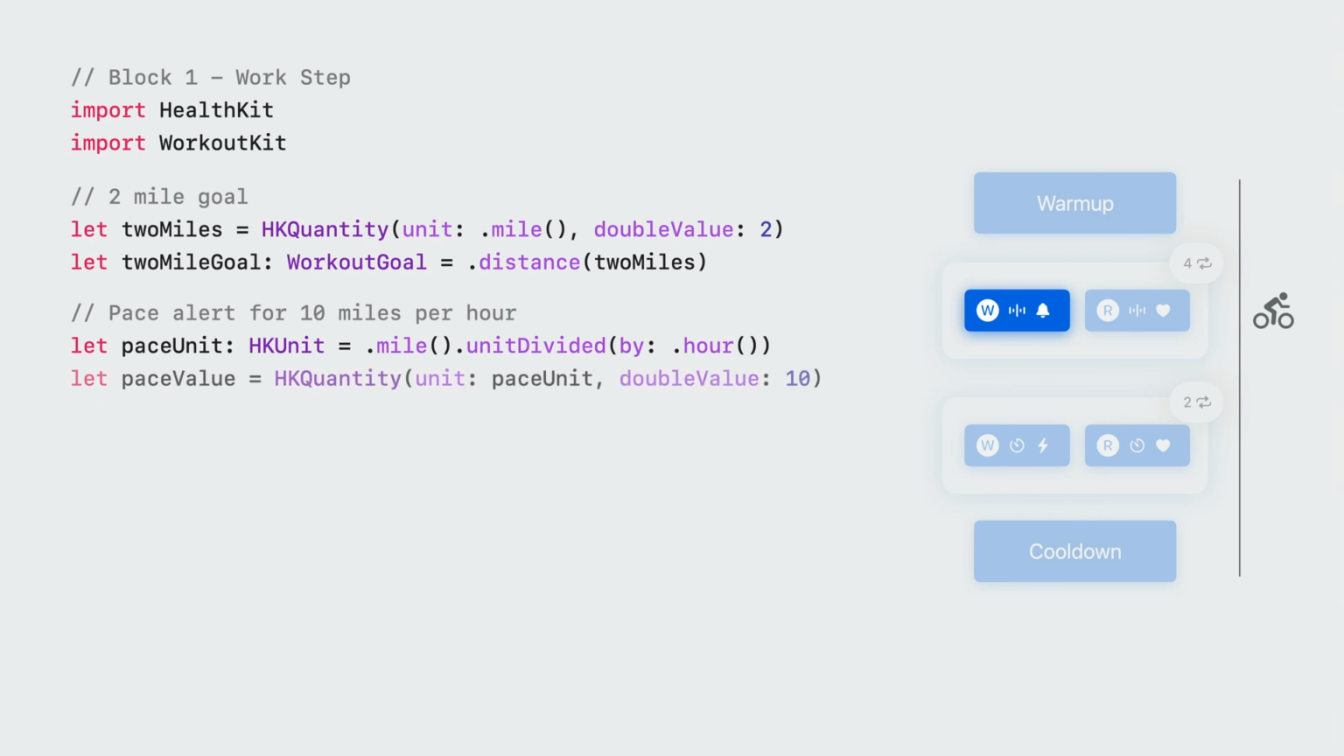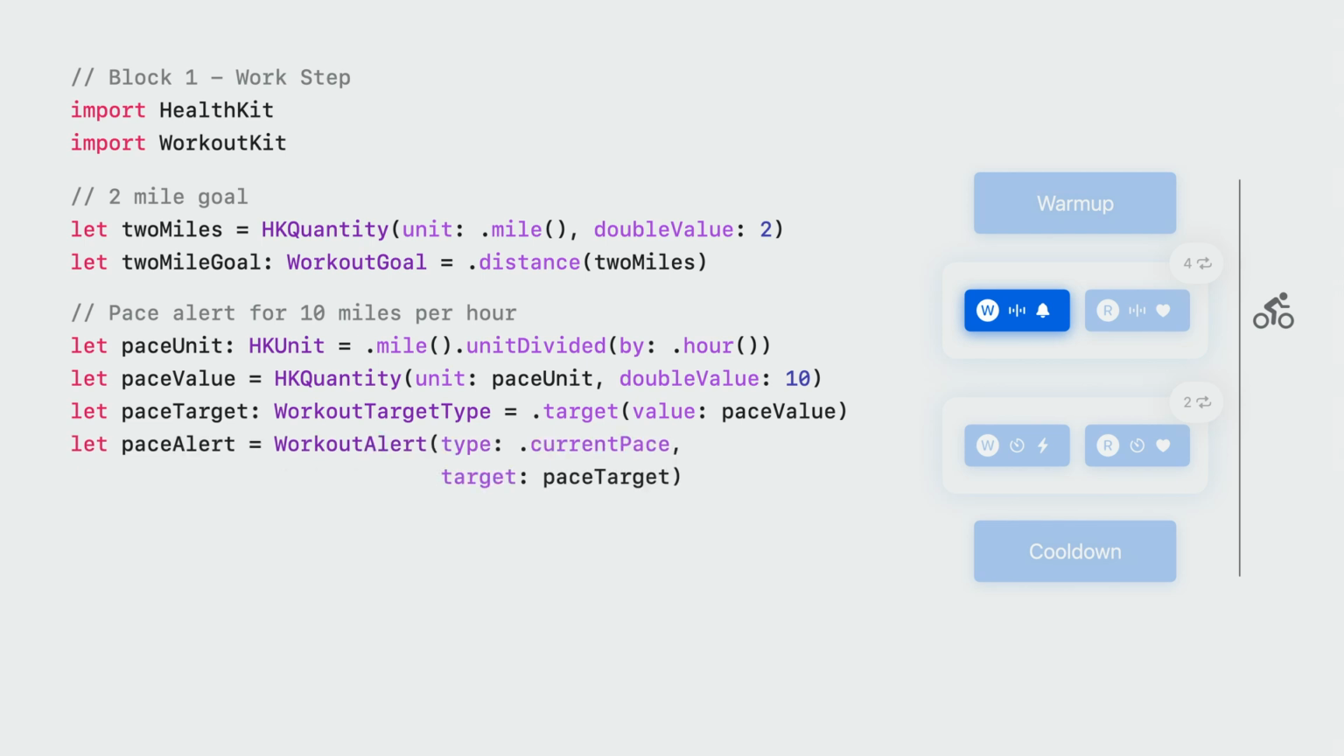Let's first create HK quantity of pace value with 10 miles per hour. We'll use workout alert for creating this alert. To create workout alert, we'll need workout alert target type, in this case, target with 10 miles per hour, and a workout alert type, in this case, current pace. And now, we can create our pace workout alert. Now to create our work step, we'll use block step of type work with 2-mile goal and pace alert.